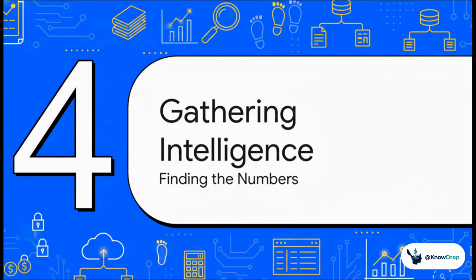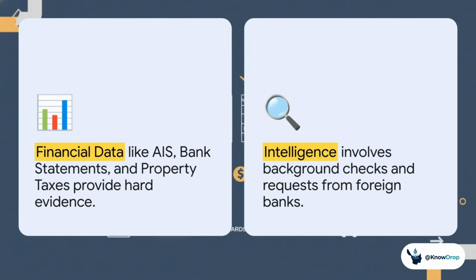Section 4, gathering intelligence and data. Finding the numbers. Okay, so we've got our theories, but where are we actually finding the data to plug into them? We basically gather information in 2 ways, financial data and intelligence. Financial data gives you the hard, documented evidence. For the exam, you need to remember the 12 key sources here.